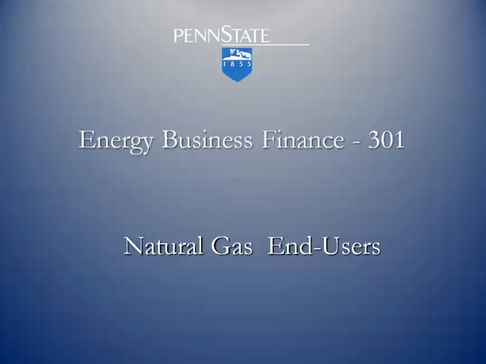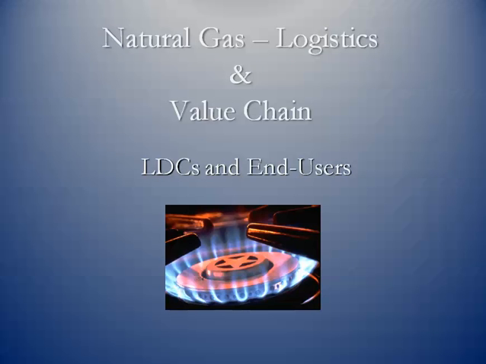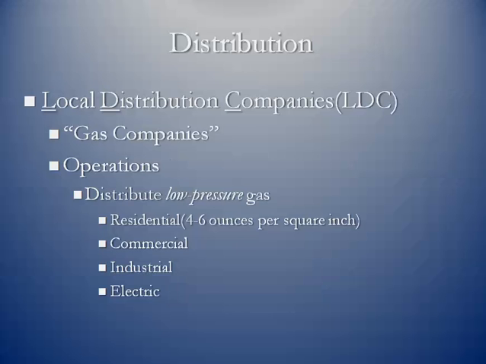Well, we finally reached the actual end of our logistical path for natural gas from wellhead to burner tip. We're going to talk about the various types of end users. This is not an all-inclusive list, but we'll cover quite a few of them. We've got basically local distribution companies, which I've referred to thus far as gas companies. That's what they are, and then the various direct end users of natural gas.